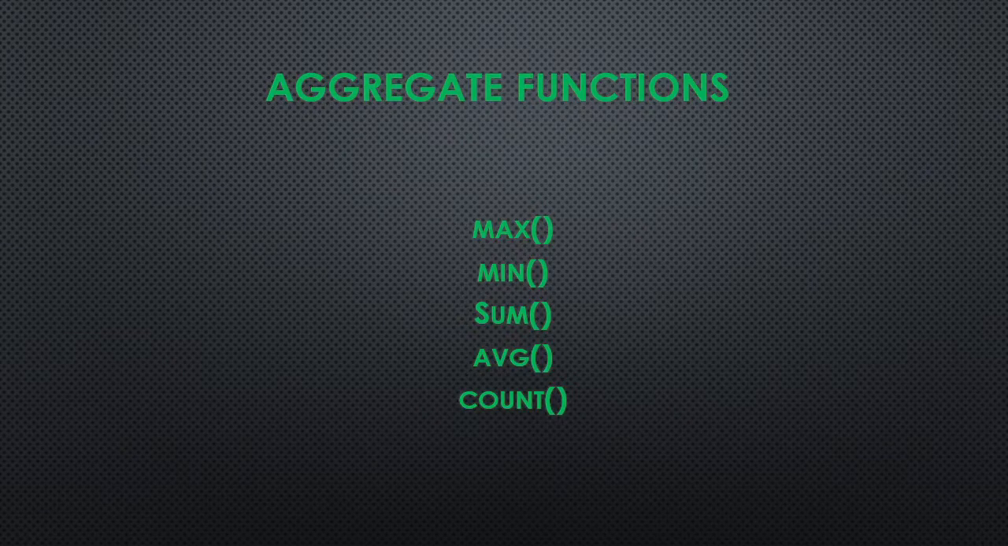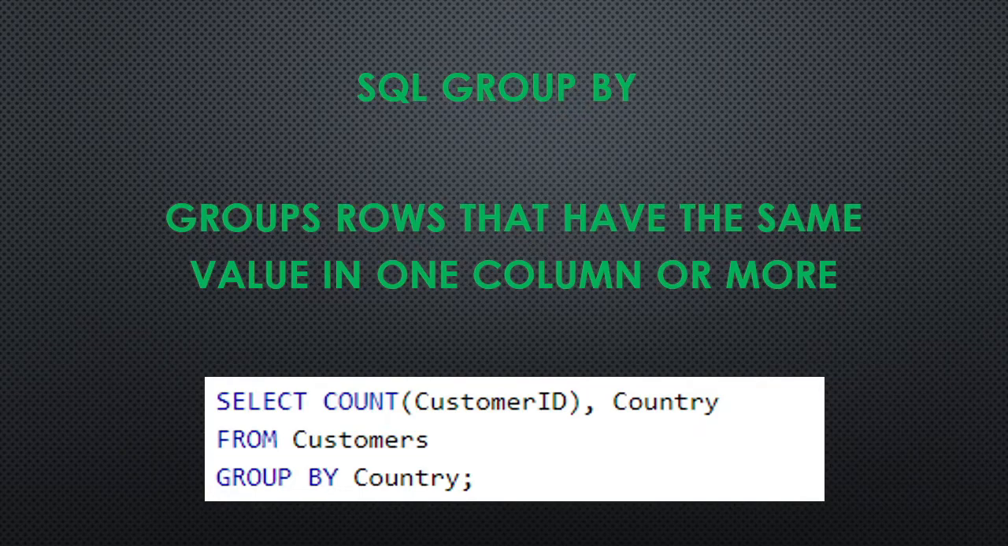We have some functions in SQL called aggregate functions. These functions are built into the SQL Server, like max, which is responsible for retrieving the maximum, min for the minimum, sum to do the summation, average to return the average, and count to return the count. We also have an important statement or feature in SQL called GROUP BY.